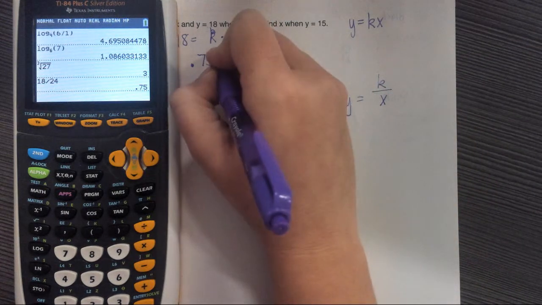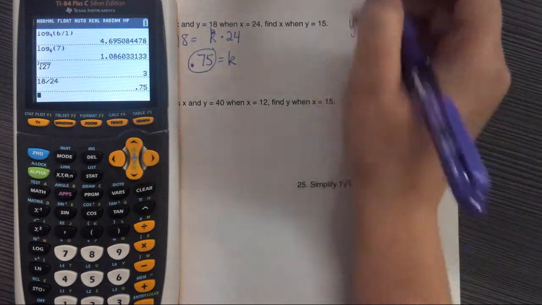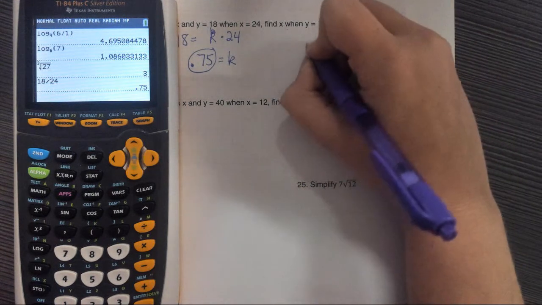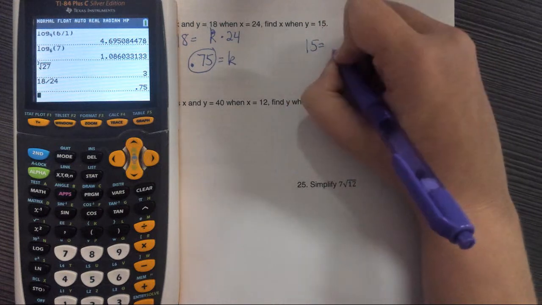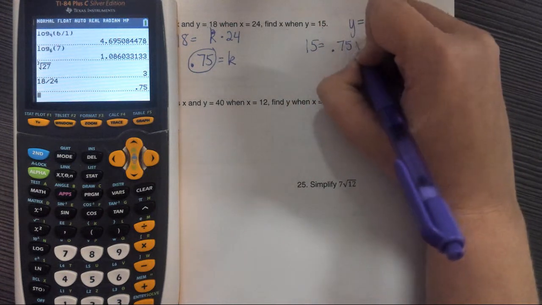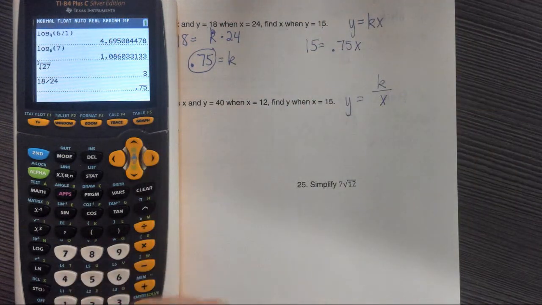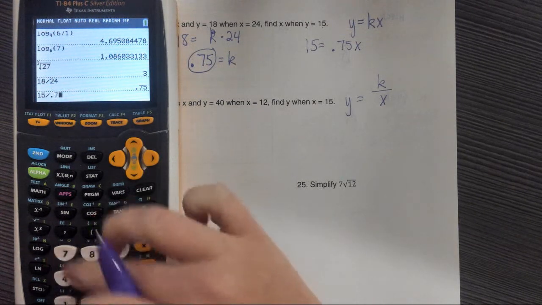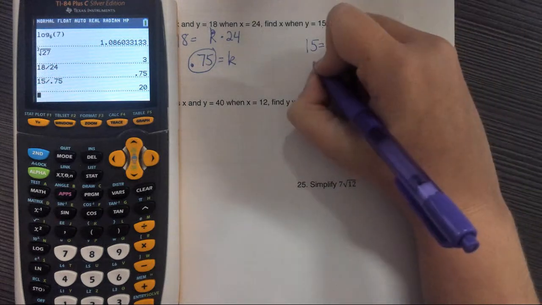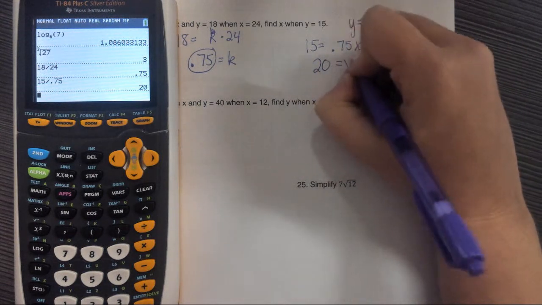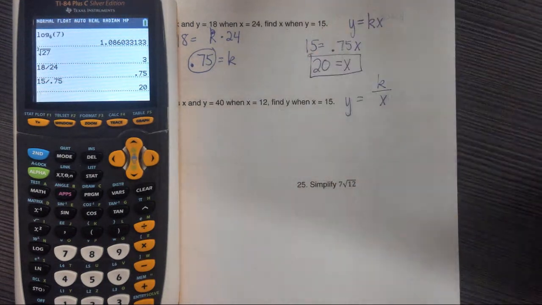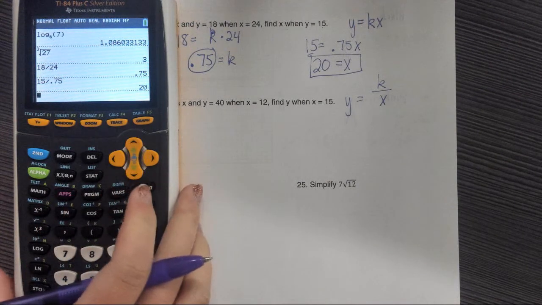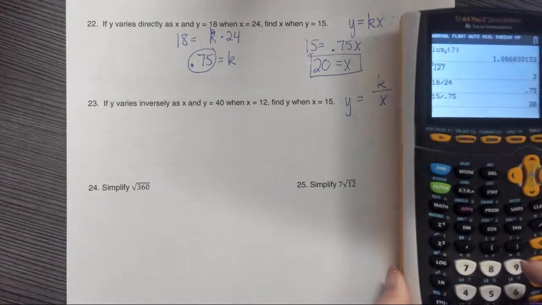So now using this k value and this y value, I can now find what x is. So I'm going to have 15 is equal to 0.75 times x. So then in order to find out what x is, I'm going to divide both sides by 0.75. So that tells me that x is equal to 20. Okay, so it's kind of taking things apart and then putting them back together.